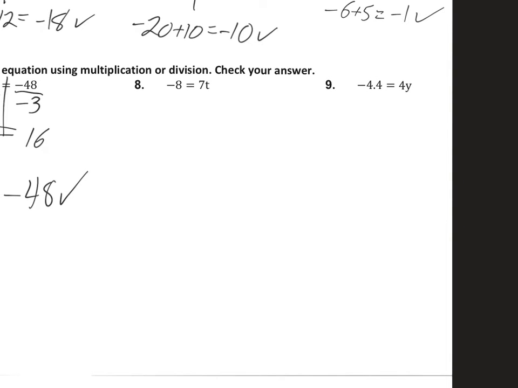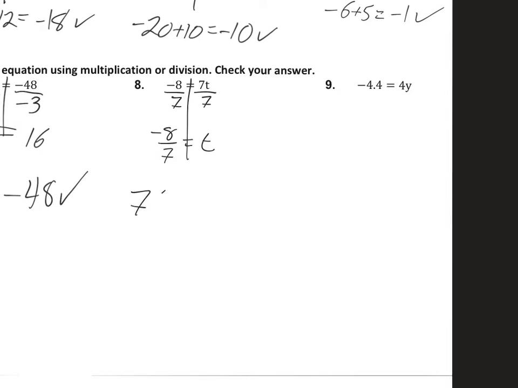So we have 7t equals -8. What am I going to do? Multiply or divide? I'm going to divide both of these sides by 7. Negative 8 divided by 7 gives me a decimal, so I'm just going to put negative 8 over 7 equals t. Perfect. So let's go ahead and try this out.